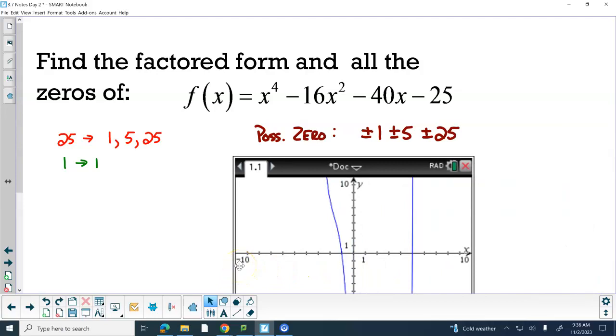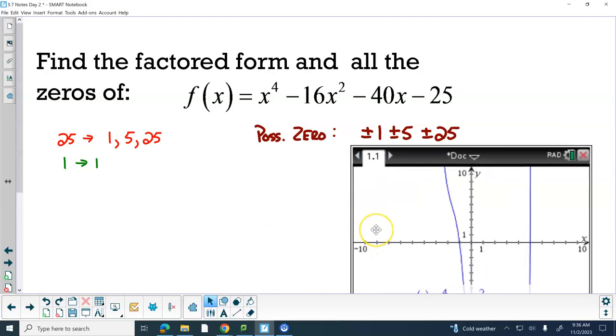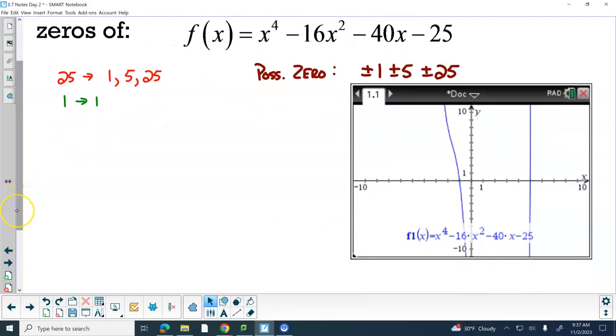here is my graph. Okay? Now you could Desmos it, you could straight up just keep trying because there's really only 6 of them to choose from in this one. But if you plug this into a graphing calculator or a graphing utility, this would tell me that -1 is a 0, and this would tell me that 5 is a 0.